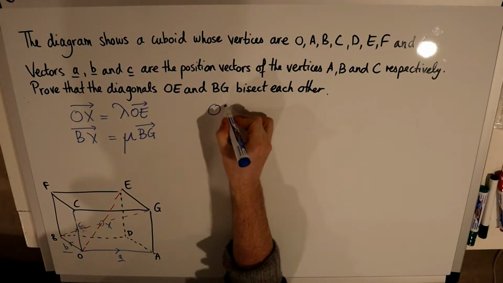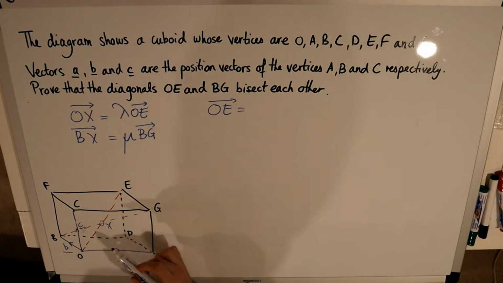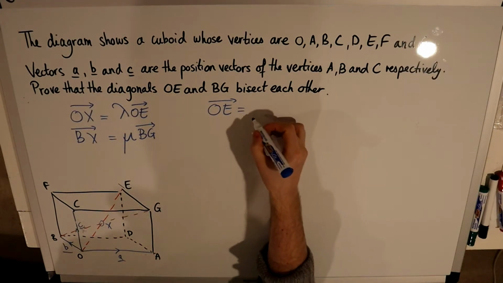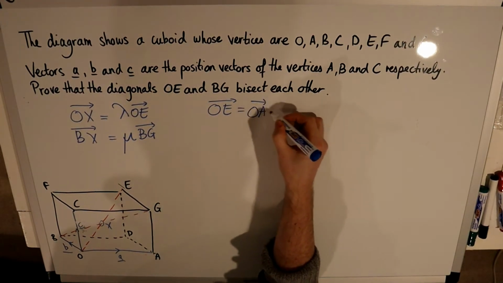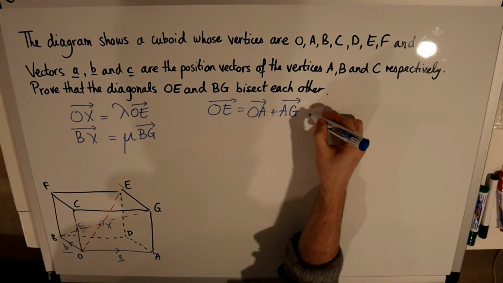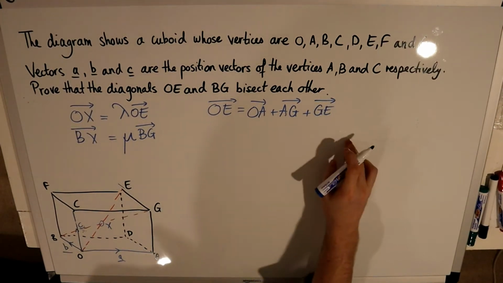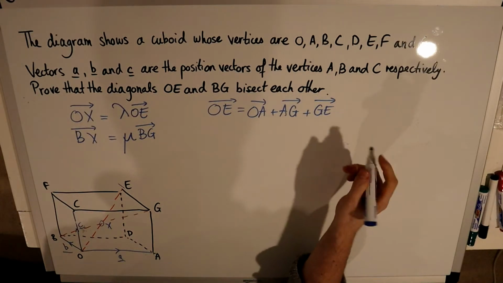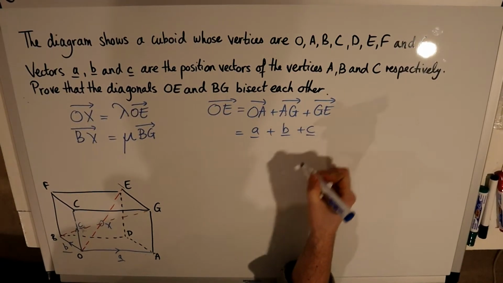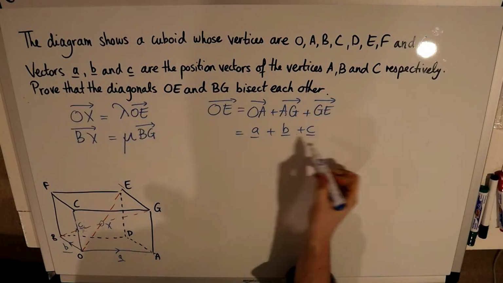So I know that OE, if we start from here to there, is go across one, up one, and back one. So I can write that using the addition rule: OA plus AG plus GE. You don't have to go via this stage. If you're perceptive enough, you can see that that is just a plus b plus c, which then tells us that OX is lambda times that.